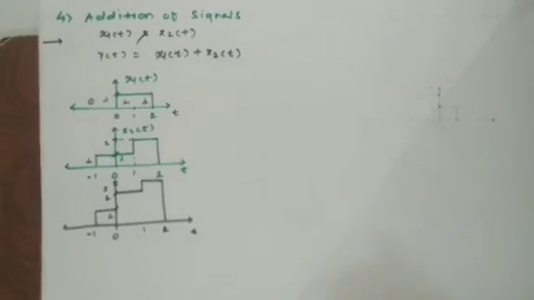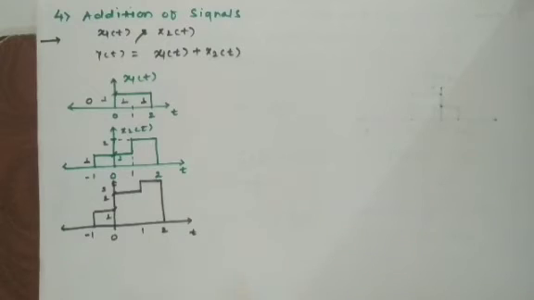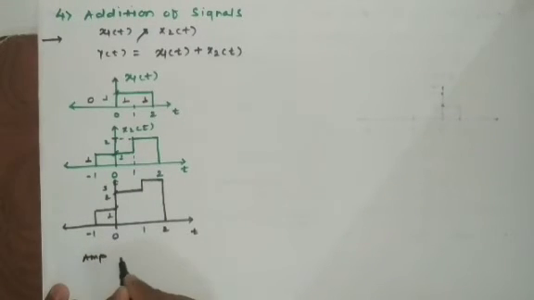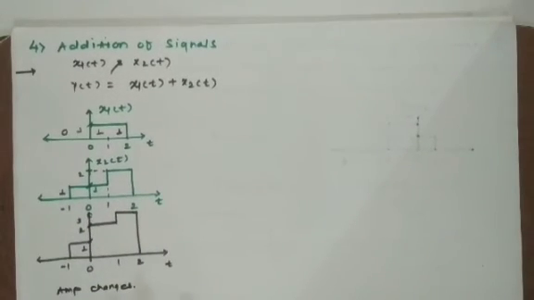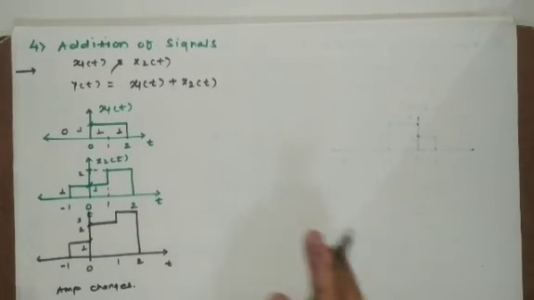That is for continuous time signals. From that we can conclude one thing: in case of addition of signals, the amplitude will change and the time period will remain unchanged. That means the amplitude changes. This is for continuous time. Let us take one example quickly.